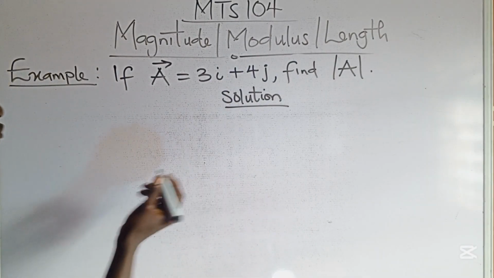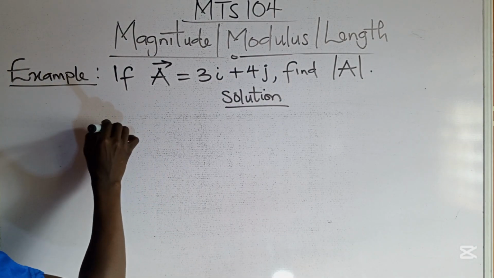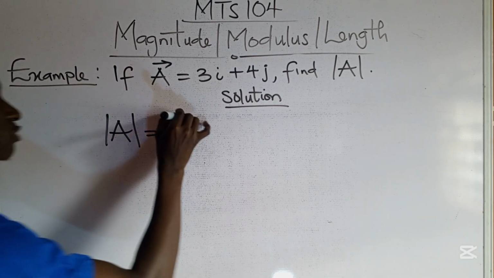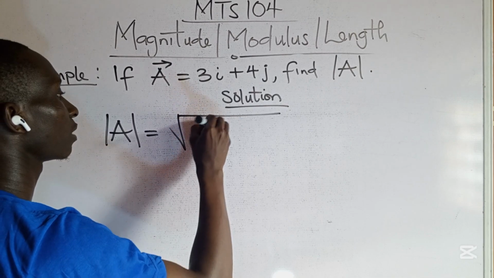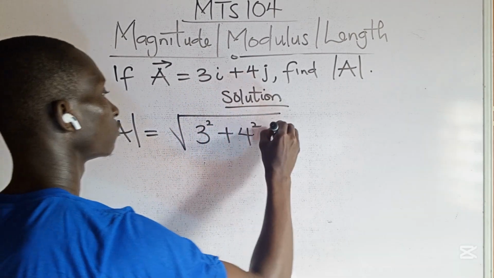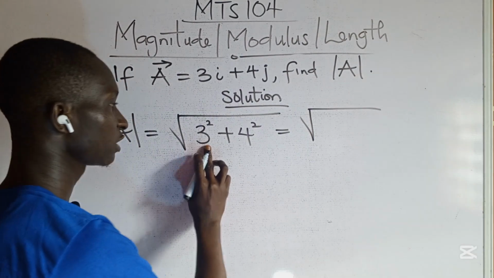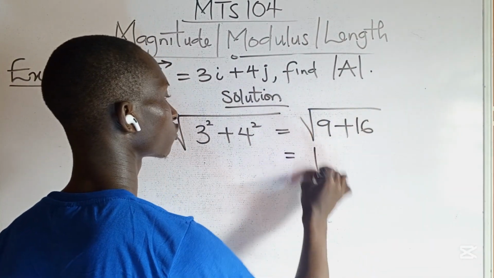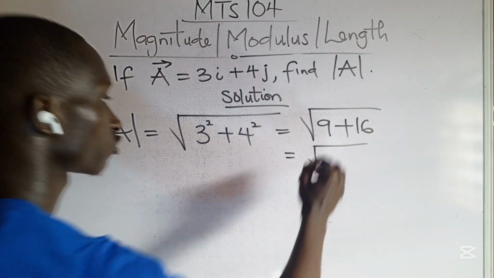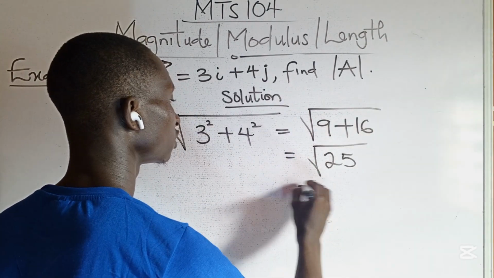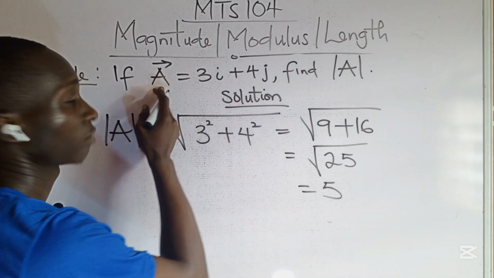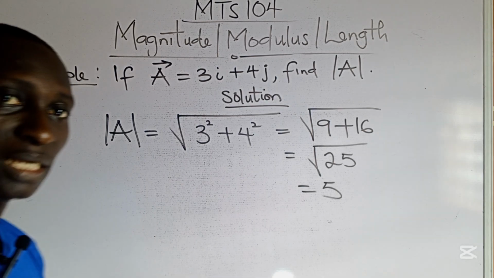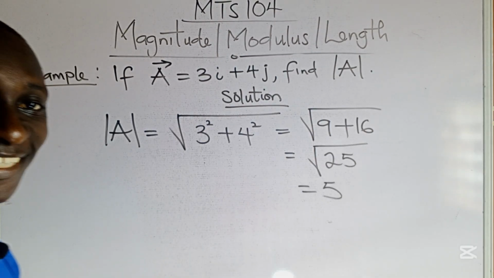Since this is a two-dimensional vector, the modulus or length of A becomes the square root of 3 squared plus 4 squared, which is equal to the square root of 9 plus 16, which is the square root of 25, which is equal to 5. That means the length of vector A is 5 units. And that's all. It's very simple.